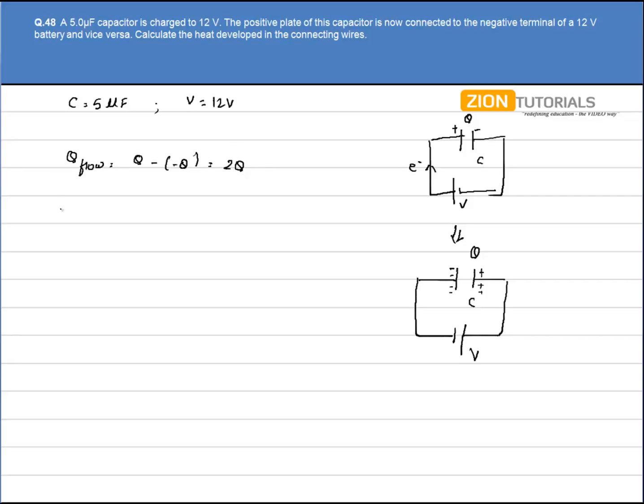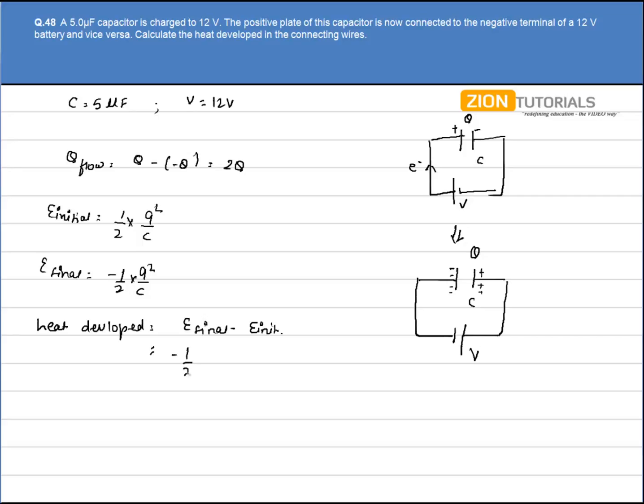So the initial energy of the capacitor will be half of Q square by C, and the final energy will be minus half of Q square by C, because now the polarity is changed. So the heat developed will be E final minus E initial. So we have minus half of Q square by C minus half of Q square by C.